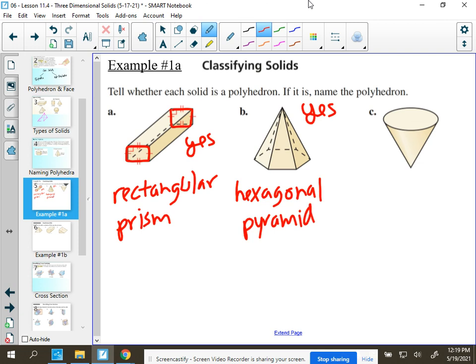As far as just answering the questions here, for part C, is this a polyhedron? No. Why not? You could just say something along the lines of curved or rounded surface.